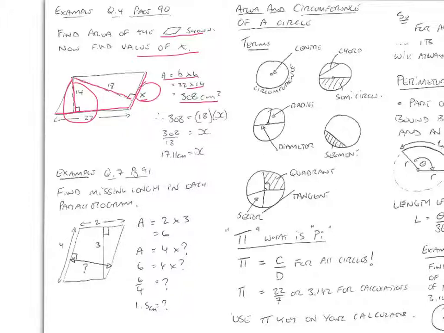And then to find x, we can let that equal to this 18, this base by its perpendicular height here, 18 by x. So divide both sides by 18, x is equal to 17.11.